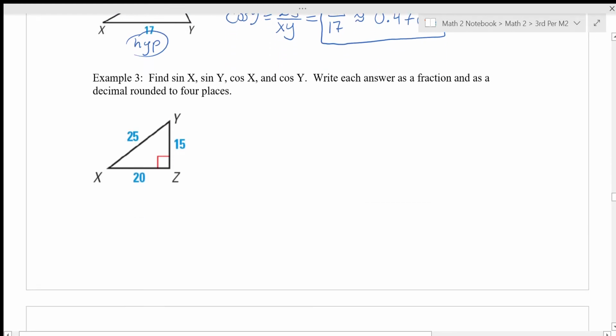Okay, so again, sine is opposite over hypotenuse. Cosine is adjacent over hypotenuse. Tangent is opposite over adjacent.